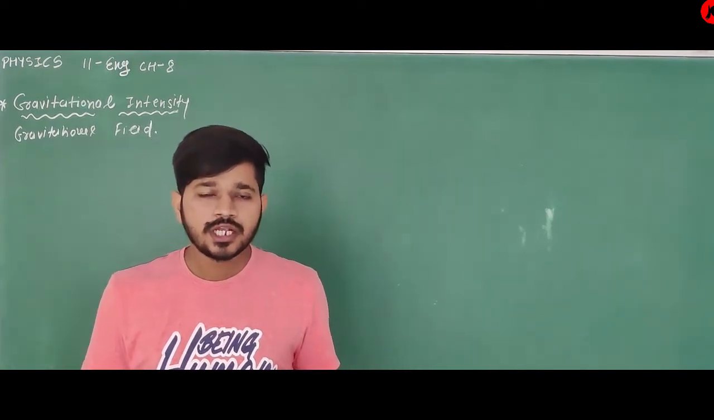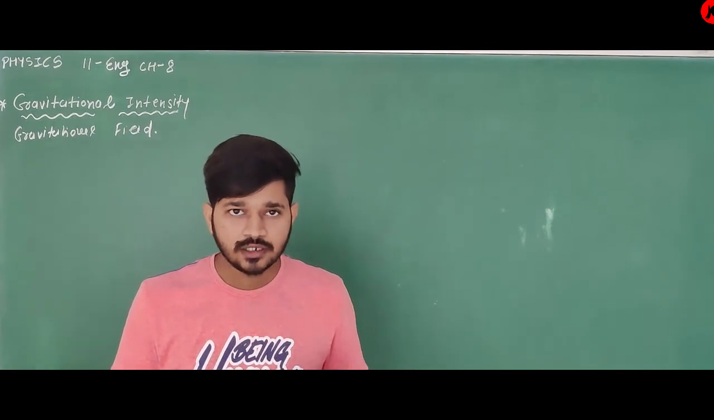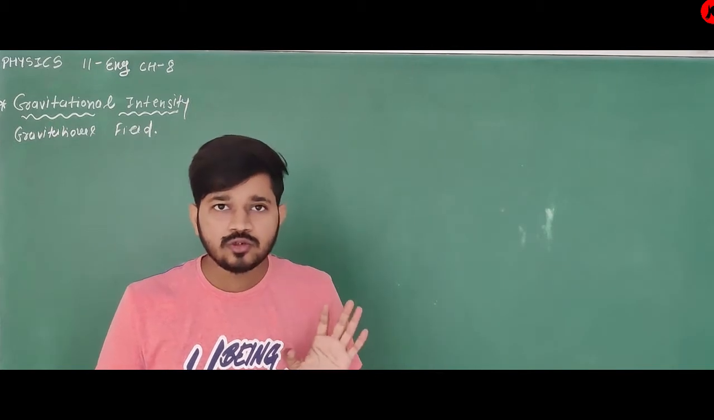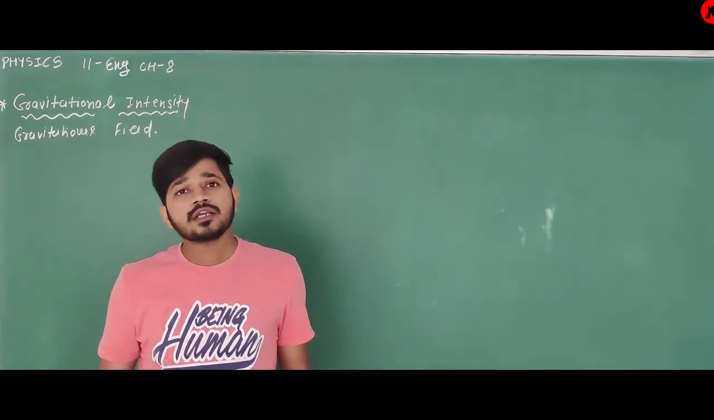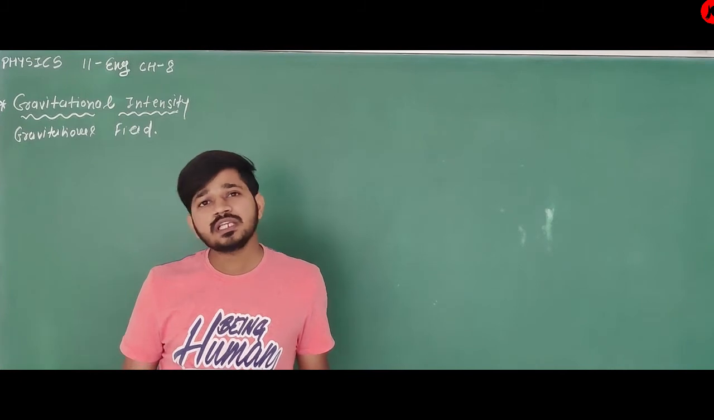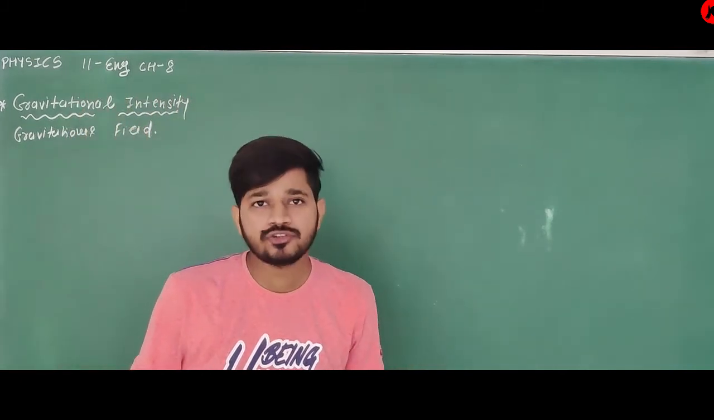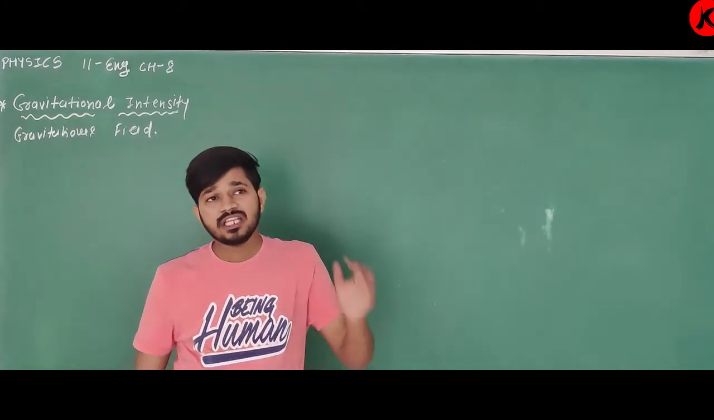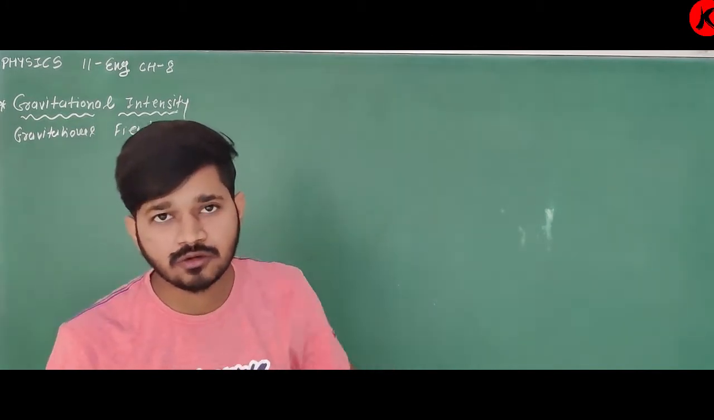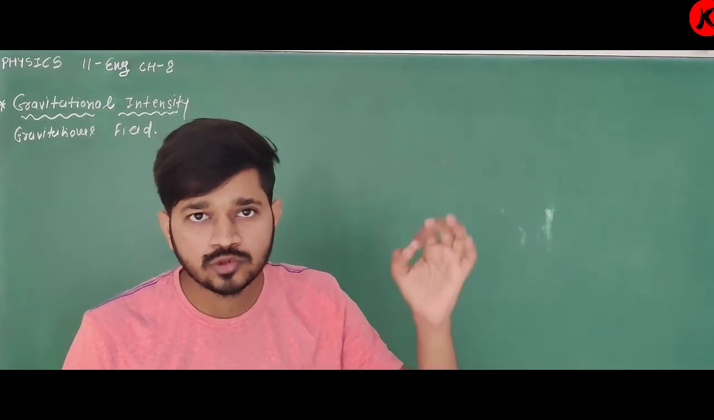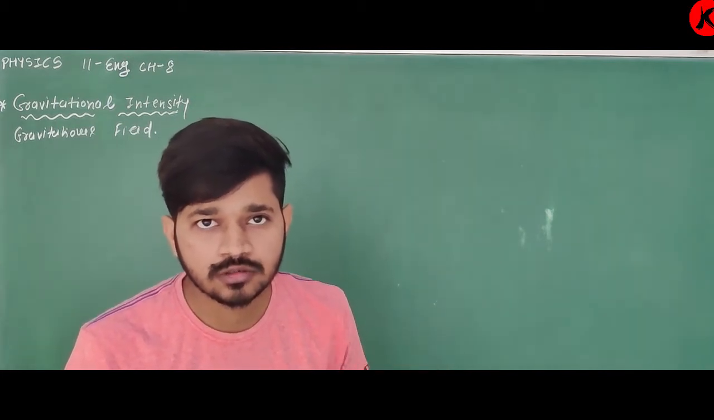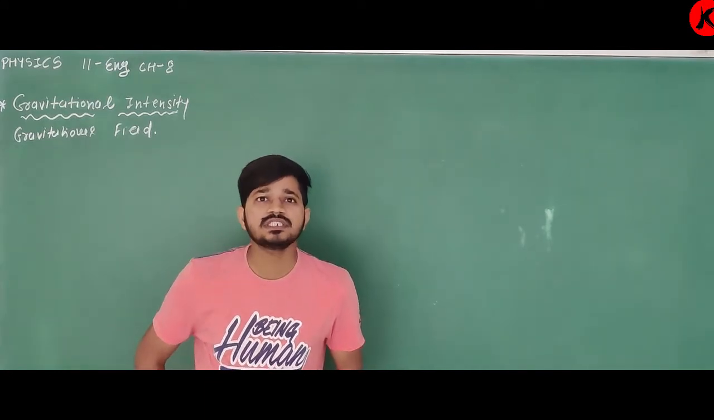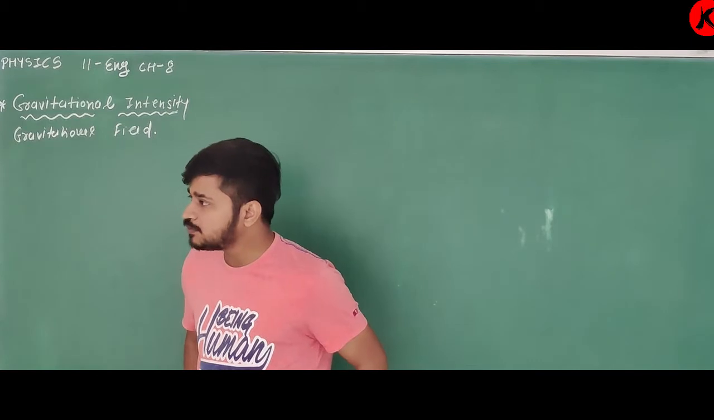We know if any object from surface of Earth is dropped, it moves towards the center of Earth. But if object is outside Earth, in space, and if we drop any object, will it come towards center of Earth? No. So what is the reason? What is the reason?